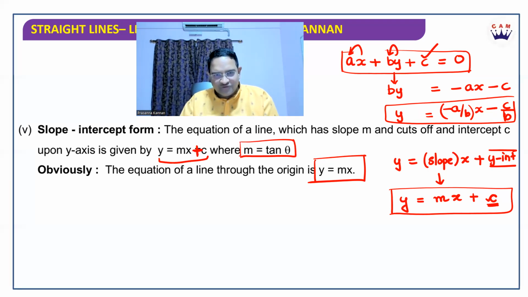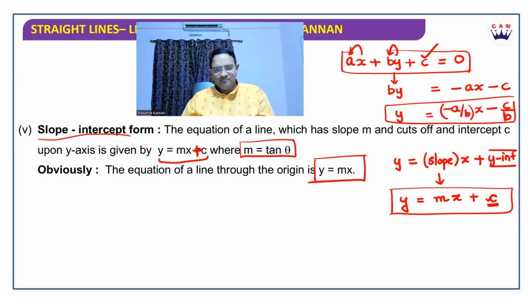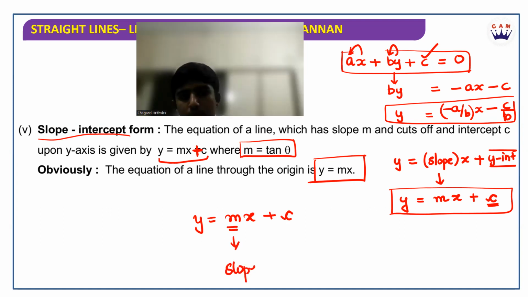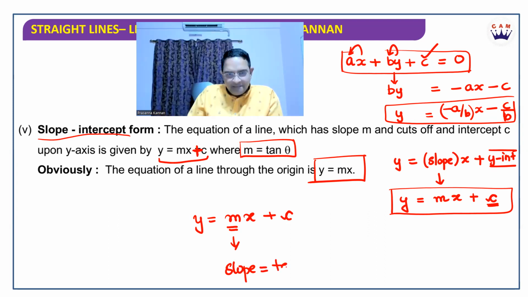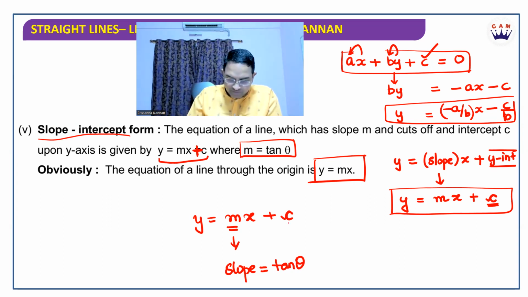So what is the equation of a straight line in slope intercept form? Come on, tell me. It is nothing but y is equal to mx plus c. And what is m? Slope. And that is nothing but tan theta, if the line makes an angle theta. And what is this c?